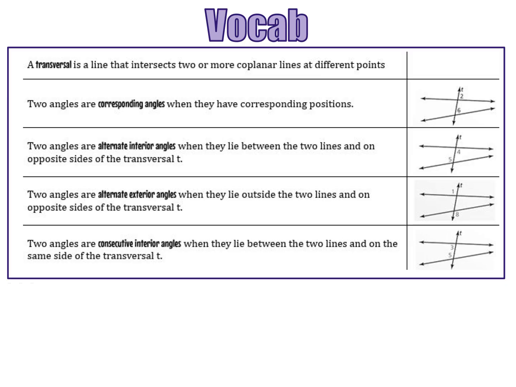All right, let's go ahead and start with our vocabulary. A transversal, which is the big word in this lesson, is a line that cuts through another line at different points. So in each of these pictures below, line T is representing the transversal.